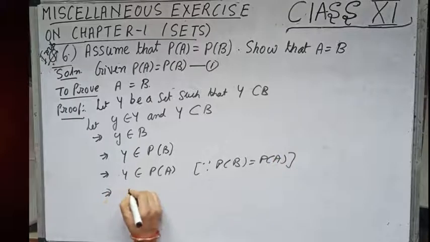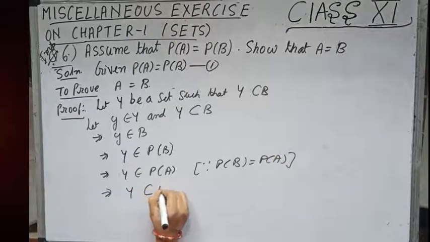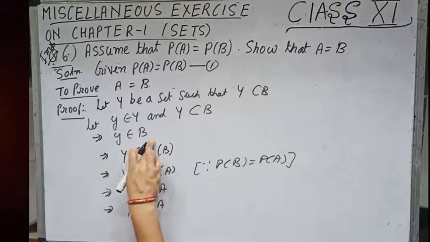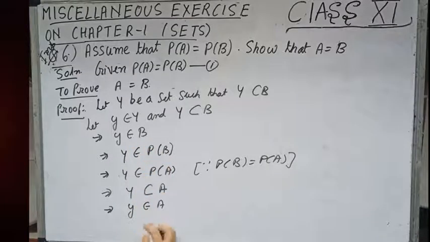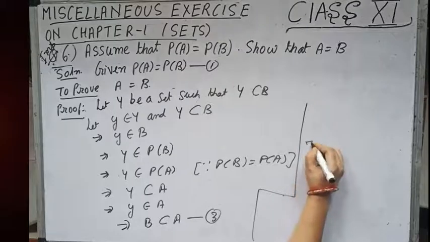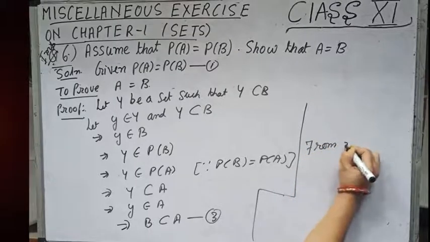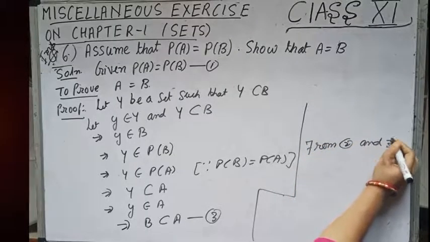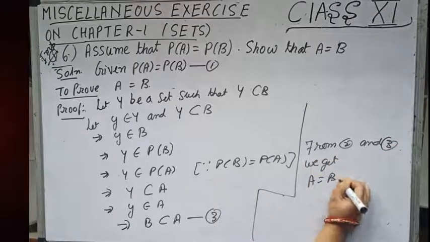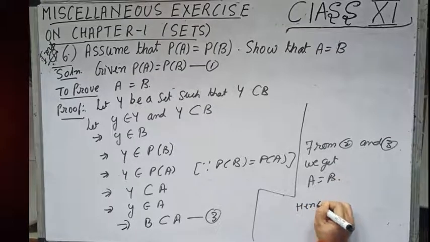Now this implies capital Y is the subset of A. This implies the element small y belongs to capital A. So we started with element y belongs to B and we reached element y belongs to A. This implies capital B is the subset of capital A. Make it equation number 3. So at last we will be writing from 2 and 3 we get capital A equals capital B, and hence it is proved.